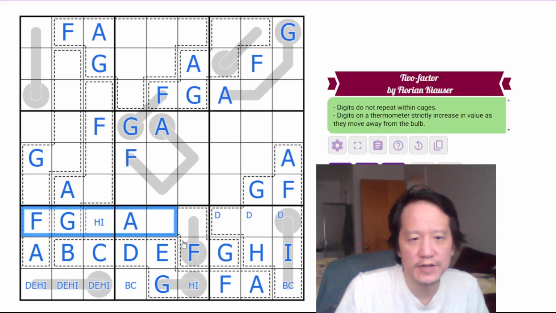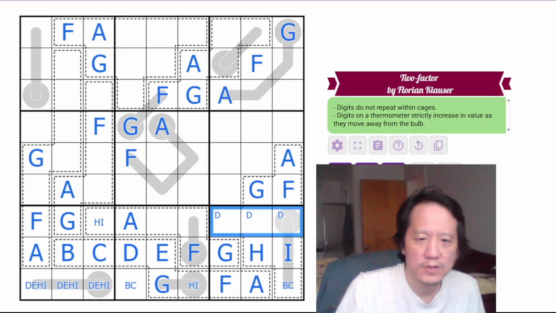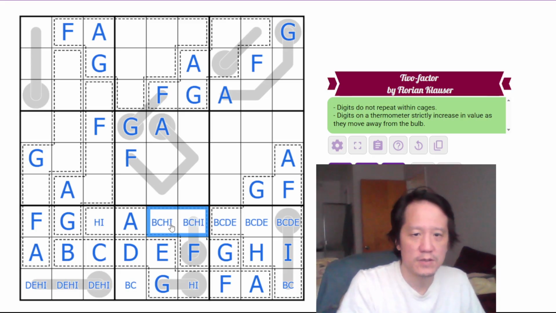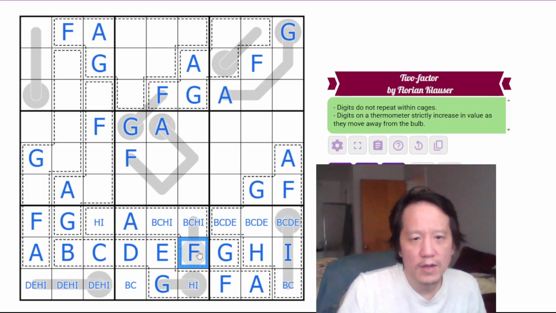Okay, do we have any other information? Not particular. Okay, so this is D with B or C here. Sorry, D and E with B or C. Okay. That means this cannot be D or E. It's B, C, H, or I. Okay. F is smaller than another digit. So F can only be 7 or 8.